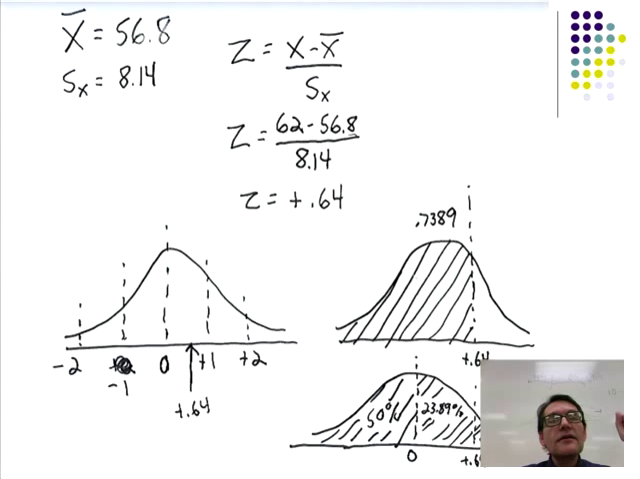Okay? Here it is. So here are my two knowns in the top left corner. The mean is 56.8. The standard deviation is 8.14. Those are the givens. Now the score we have is 62. So I'm going to look at the z-score equation here: 62, which is my score, minus the sample mean of 56.8, divided by the sample standard deviation of 8.14. You do the math on it, and you get 0.64.